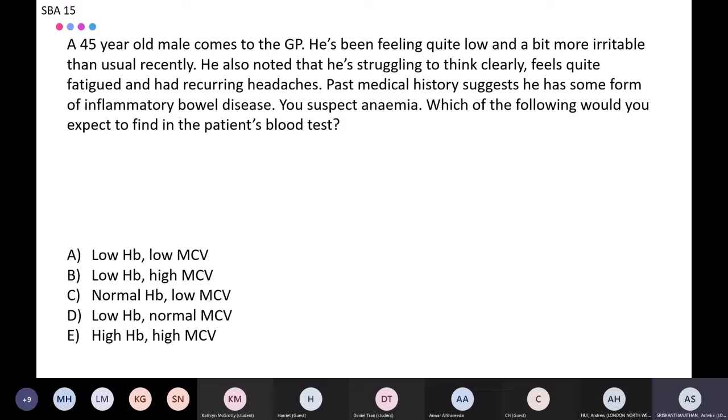So your next SBA, got a 45-year-old male who comes to the GP. He's been feeling quite low and a bit more irritable than usual recently. He also noted that he's struggling to think clearly, feels quite fatigued and had recurring headaches. Past medical history suggests he has some form of inflammatory bowel disease. You suspect anemia. Which of the following would you expect to find in the patient's blood test? Put your answers in the chat.